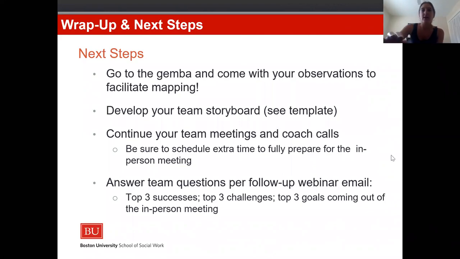And as follow up to the webinar, we do want you all to be thinking through your top 3 successes, your top 3 challenges, and your top 3 goals coming out of the in-person meeting. And I believe that, Bethany, you may have sent an email about that, but I'm not sure if there's a specific way you want teams to provide that information. Was it included in the state's update?